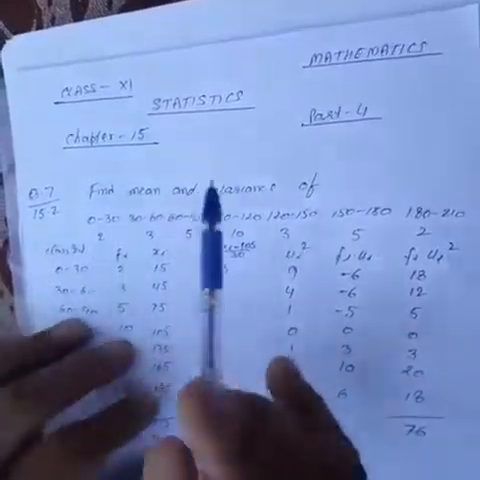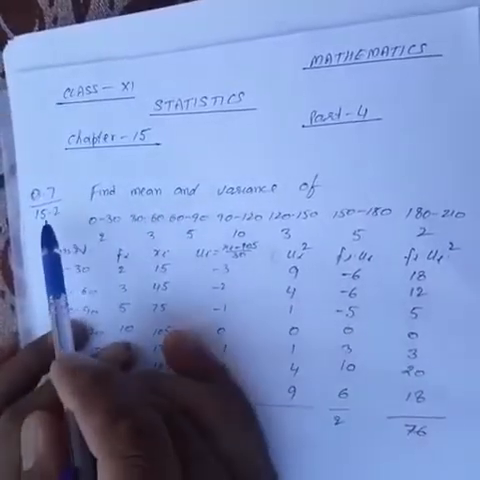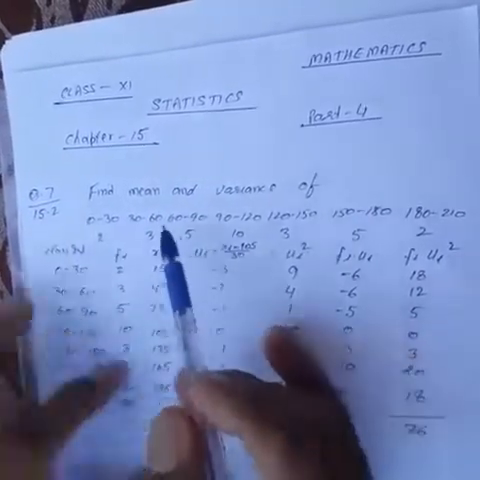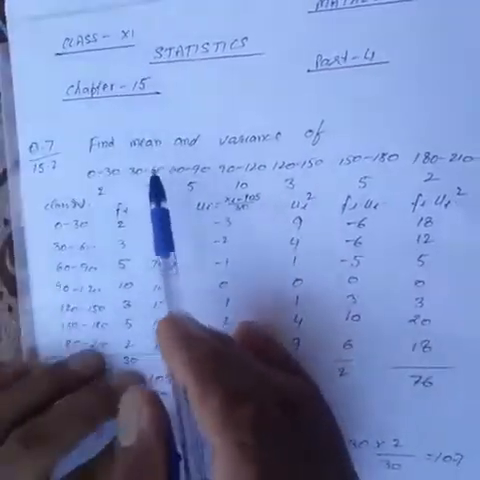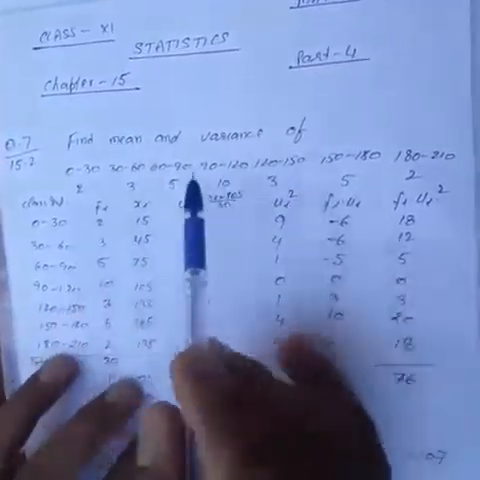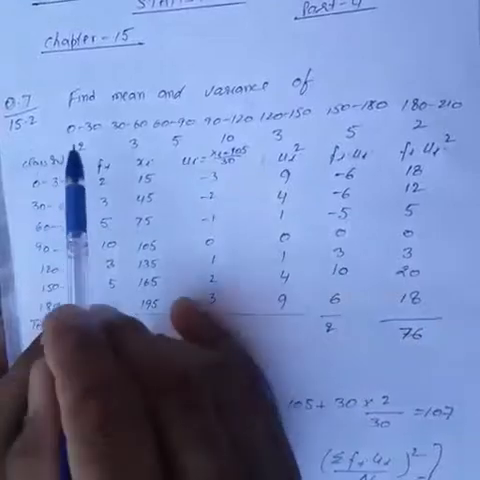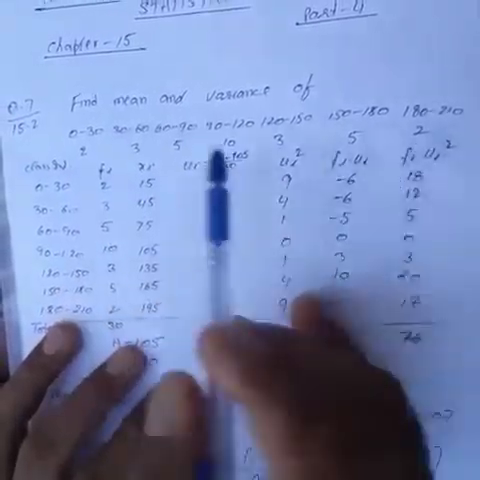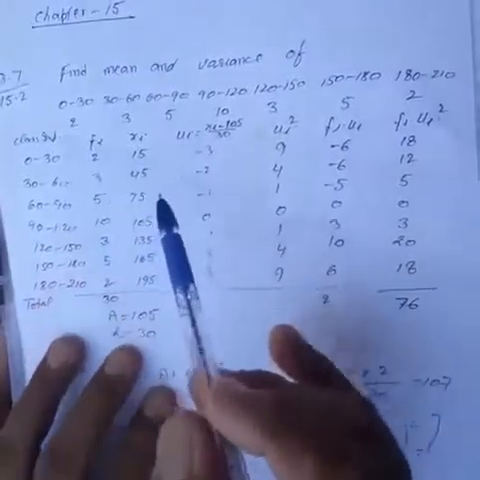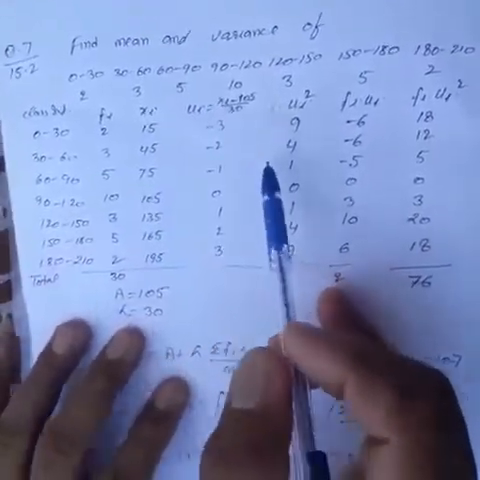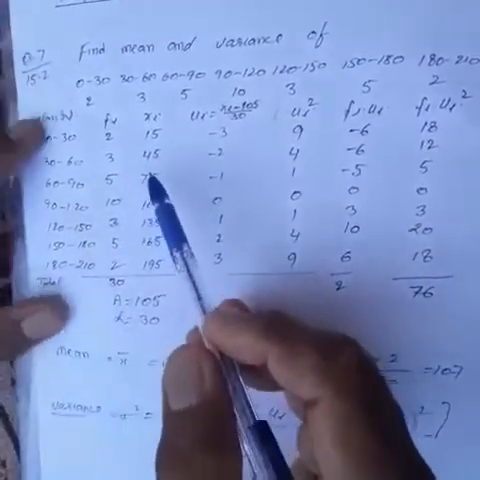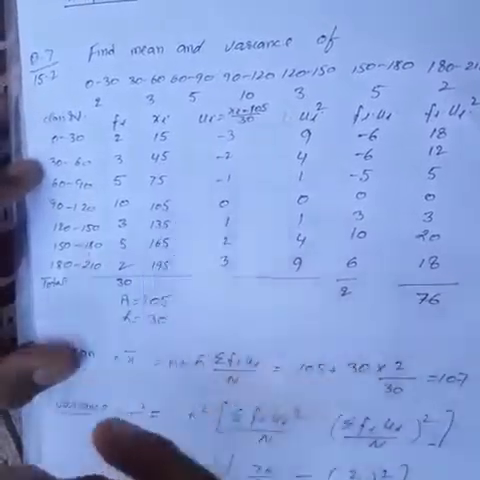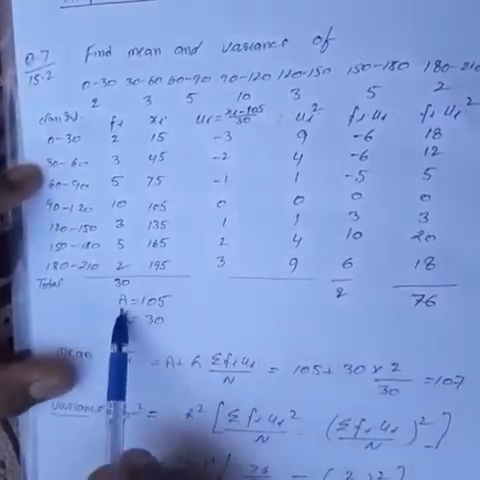Hello students, now 15.2 we are talking of. Question 7 of 15.2. Calculate mean and variance for this observation. So these are class intervals 0 to 30, 30 to 60, with corresponding frequencies. So we will follow the shortcut method. For the shortcut method we have to locate the assumed mean, the value of A.